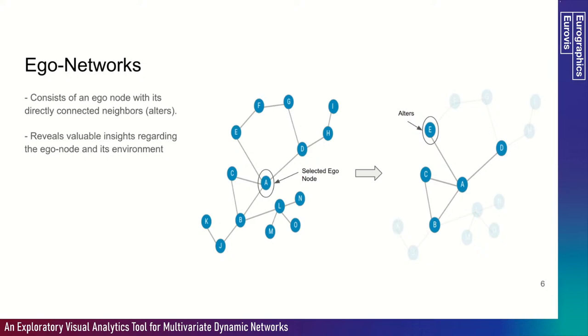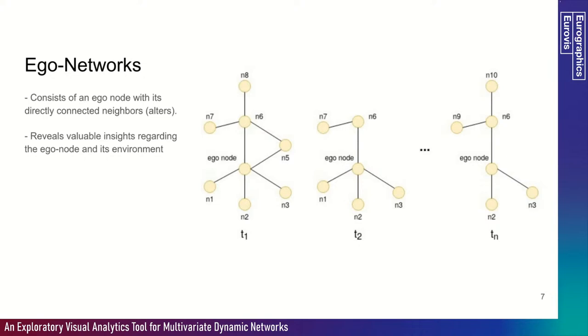In a dynamic network, a particular node's EGO network may vary across a temporal axis and thus, in a way, constitutes its own dynamic network. Analyzing the temporal evolution may reveal invaluable insights regarding the EGO node and its neighborhood.